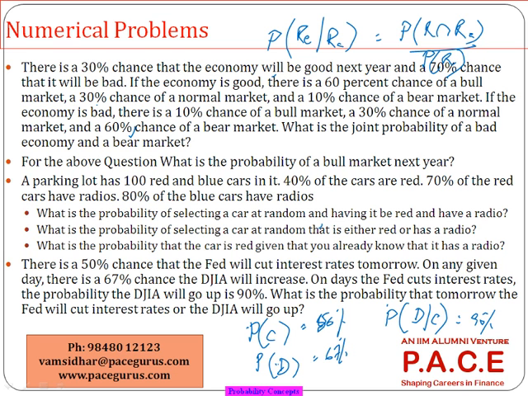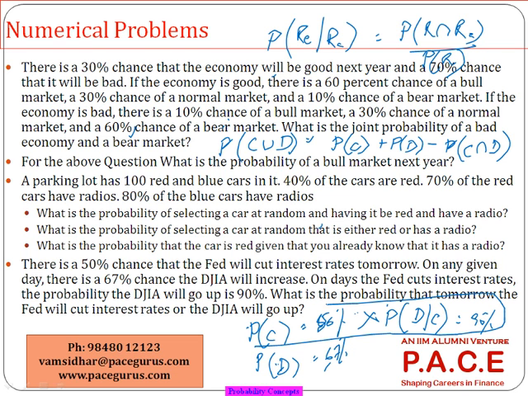Which means probability of cut or DJIA. So it is probability of C, which is already known, plus probability of D, which is already known, minus probability of C intersection D. How do I get C intersection D? I multiply probability of C into probability of D given C. I multiply these two and I get C intersection D using the joint probability rule or multiplication rule. You substitute this there, and you will get probability of C union D.